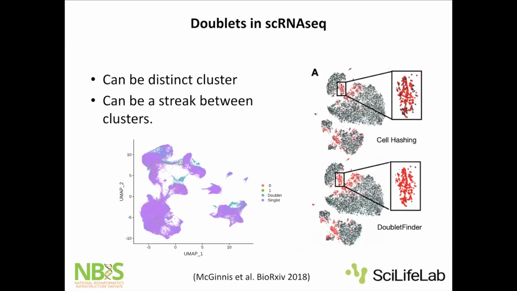When you look at the doublets in a UMAP, quite often you see these kinds of streaks where you can see clearly that they fall outside their clusters, in a mix of this and that cell type, and they fall in between in the UMAP. But I think there was someone who asked at Hendrik's lecture about this with the doublets. I don't remember exactly what the question was.